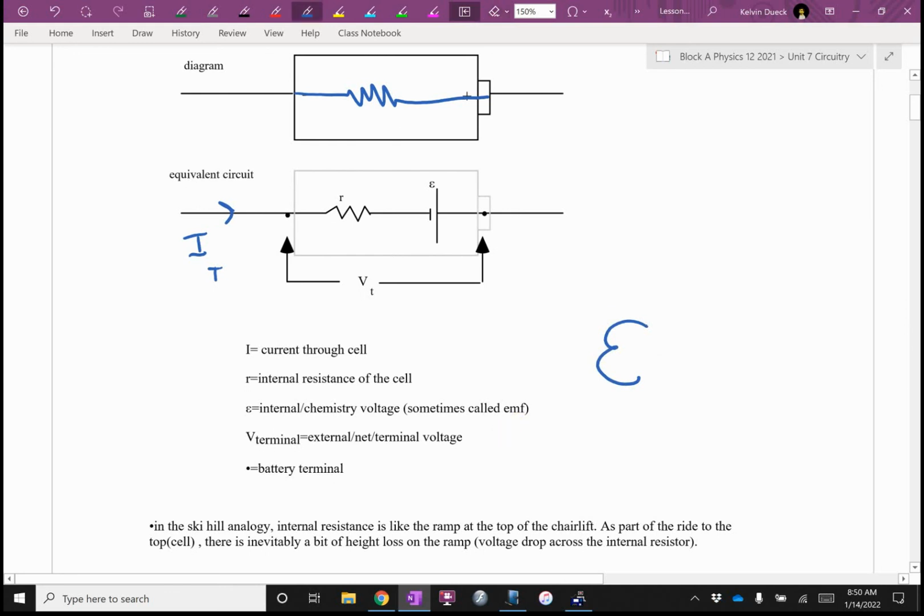It's an archaic term. What does archaic mean? Anybody know? You've probably heard the word. Okay. It's left over from old days when we didn't understand things really well. Because EMF is an abbreviation for electromotive force. It's not a force. It's not measured in newtons.